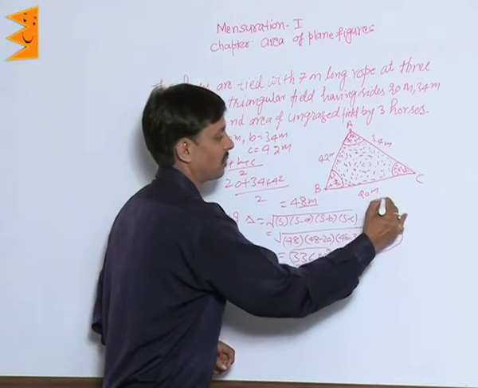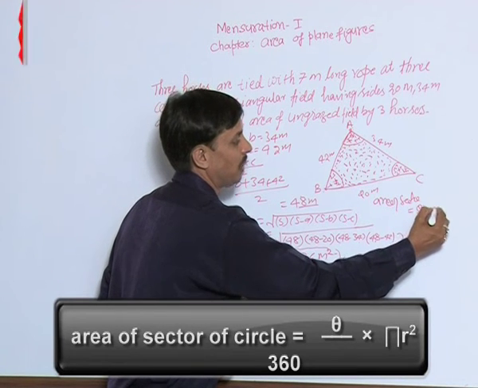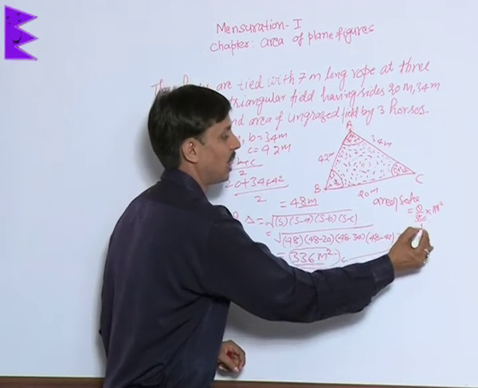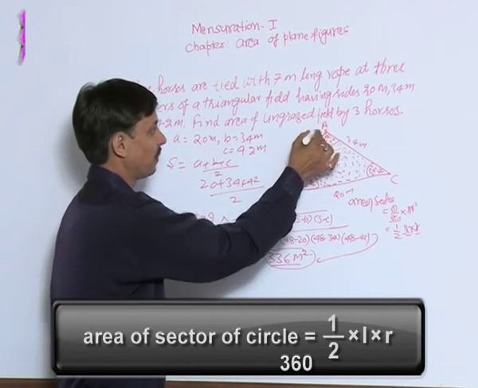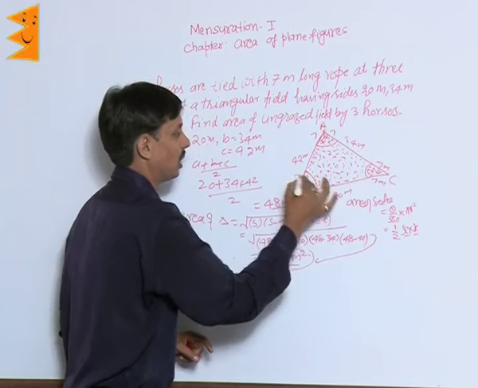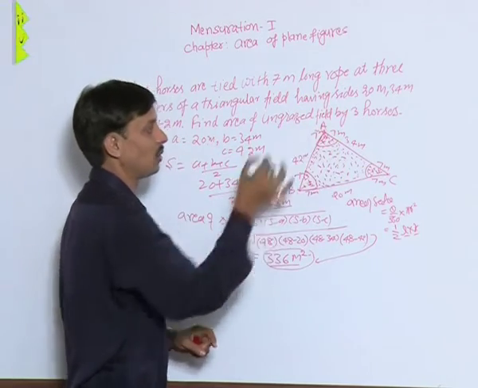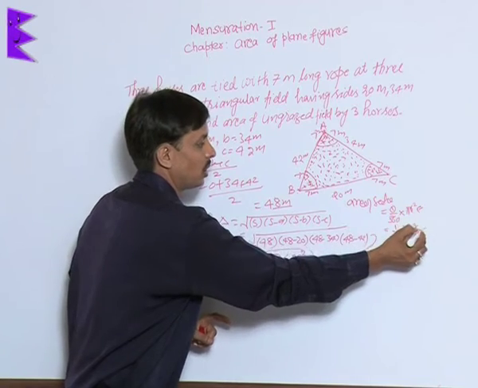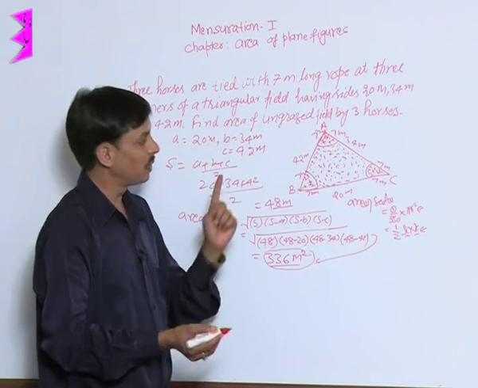One of the results for the area of a sector is: area of sector equals theta upon 360 times pi r square, if theta and radius are given. Another is half LR, when the length of the arc and radius are given. But here the rope is 7 meters long, so in every case the radius is 7 meters. But the triangle is not equilateral and no angle is given. So which formula needs to be applied? This or this. Now, in order to remove this confusion, there is a technicality which we will apply.